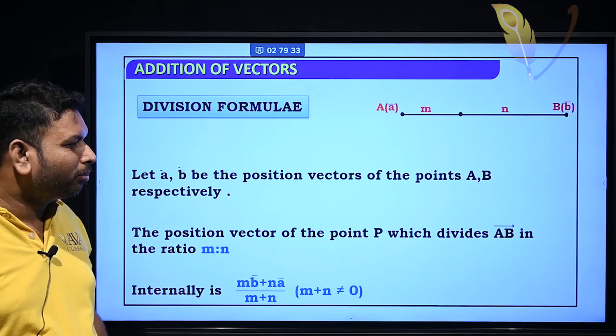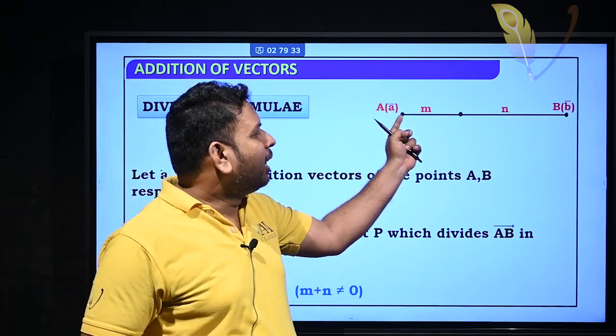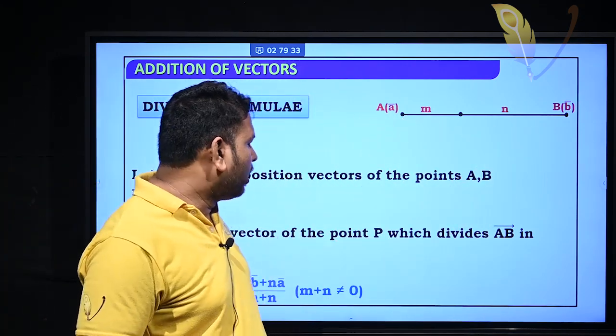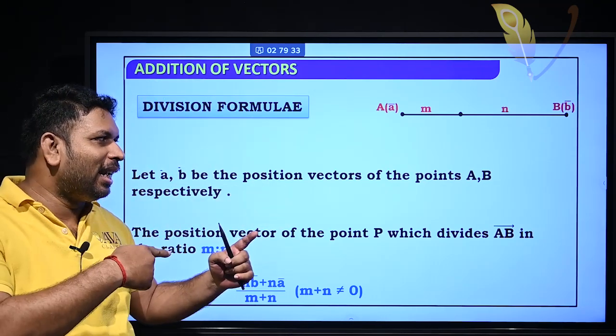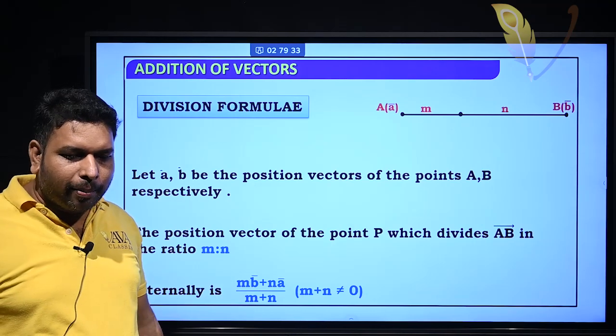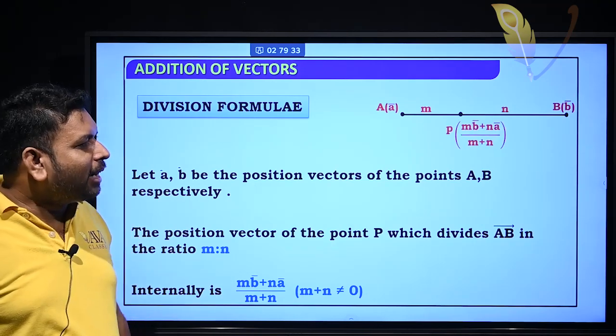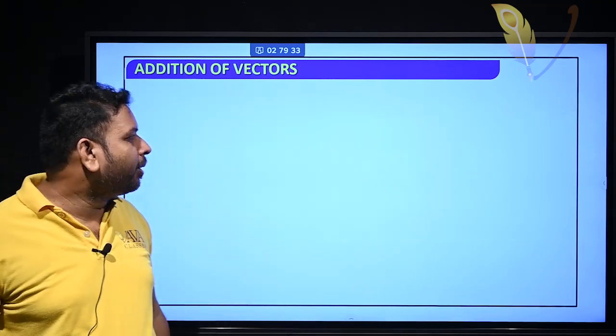Okay. This point divides AB internally in the ratio m is to n, so the position vector of this point P is (mb plus na) by (m plus n).